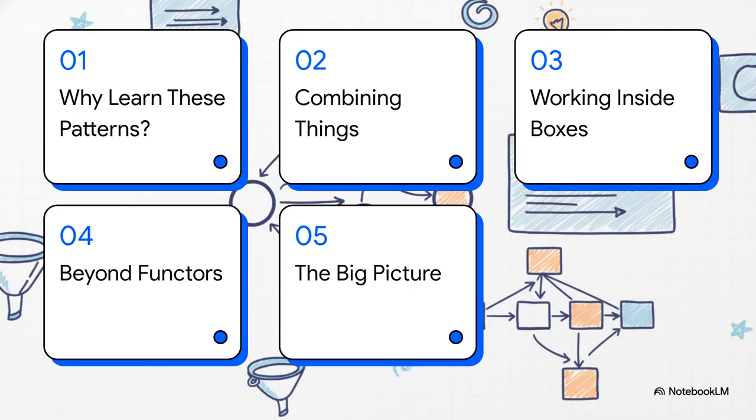So here's our game plan. We'll start with why you should even care about these patterns, then we'll build everything up step by step, starting with how to combine things using semigroups and monoids. From there, we'll talk about working inside boxes with functors, then go even further with applicatives and monads, and finally, we'll tie it all together with the big picture.